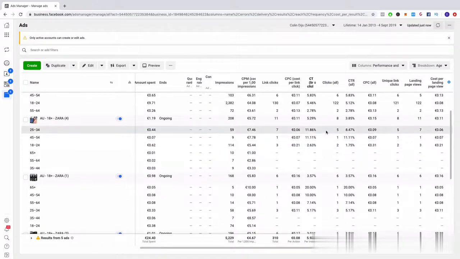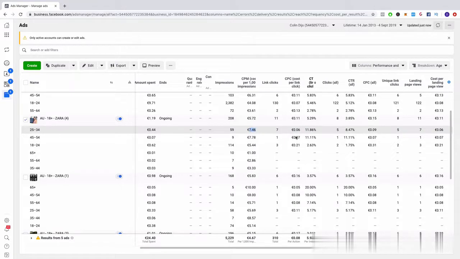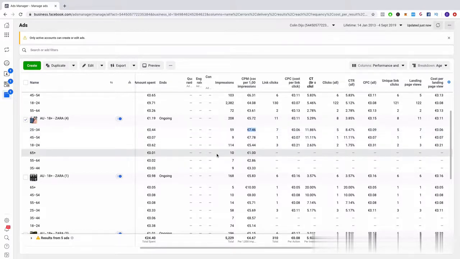So for this one, we have a CPM of 7.46 because it picks the youngest audience available, which in this one is the most expensive. You can see, however, a click-through rate of 11.86%. Yet, still the audience is extremely expensive because apparently everybody is bidding on 25 to 34-year-old females. You can also see that 65 plus, there's almost no reach, but the CPM is extremely cheap.